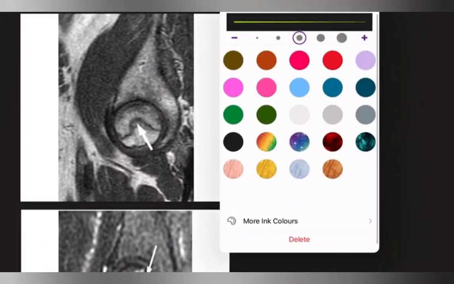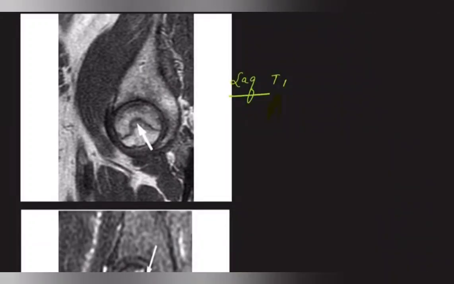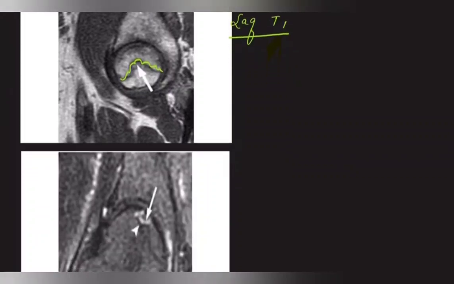Now let's discuss the findings of AVN on MRI. So this is the sagittal T1 image. That's the best sequence for screening to rule out AVN. Here what we can see, this geographical area or the crescentic subchondral area of AVN at the anterosuperior femoral head. So this is the characteristic geographical or the serpentine or the crescentic area on T1. Okay, next thing is T2.